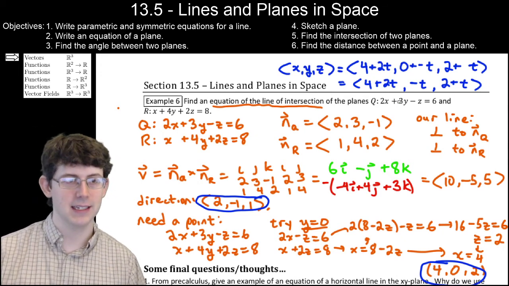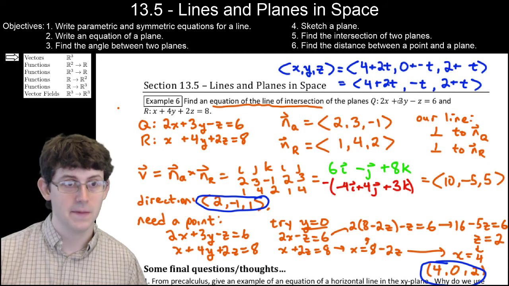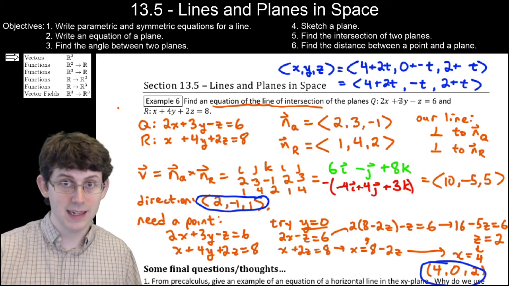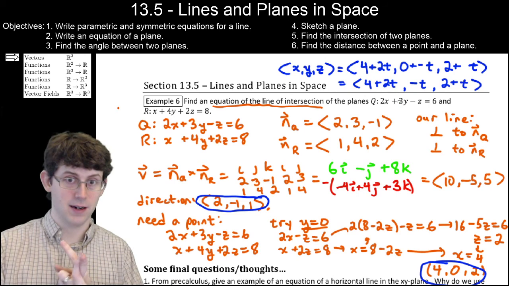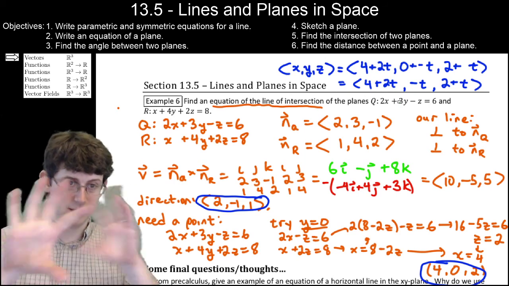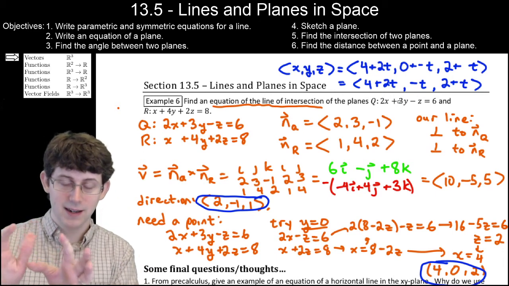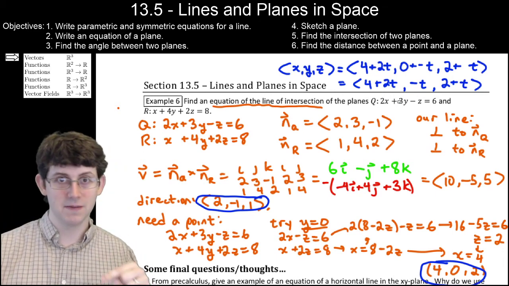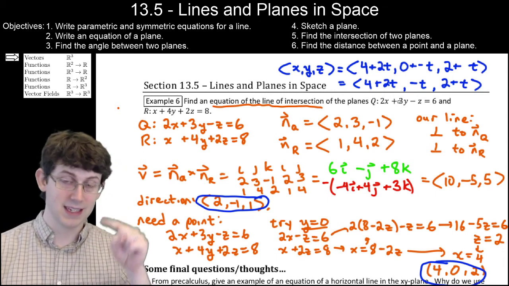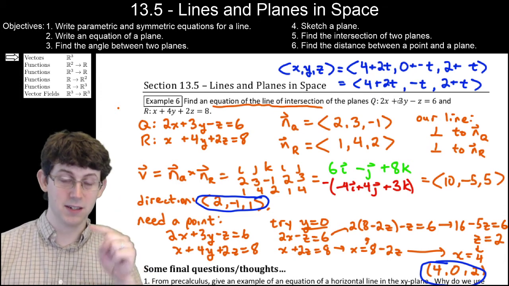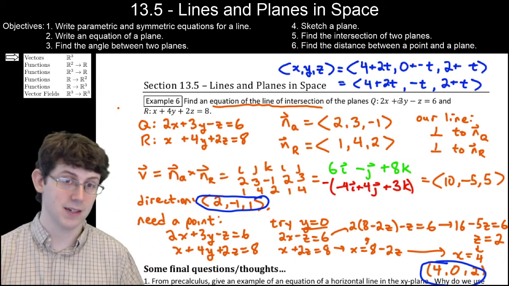The first thing is to know what you're looking for. If someone asks you for an equation of a line, you need a point and a direction vector. So that split my work up into 2 pieces. If you're looking for a direction vector, look at what you know about the direction vector. If you're looking for something that's orthogonal to 2 other things, you can use the cross product of those 2 things.